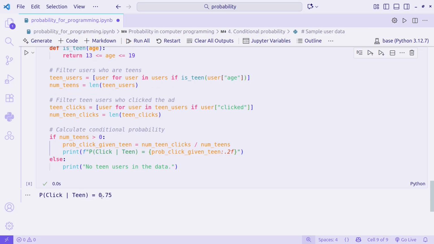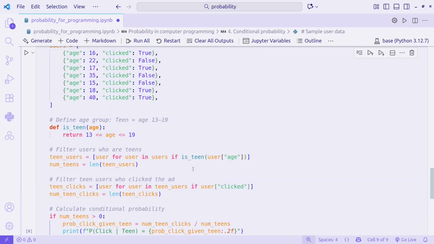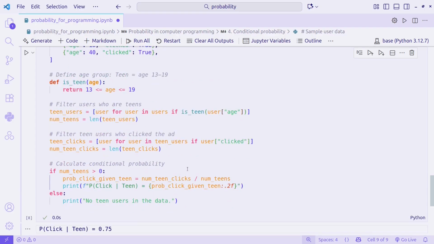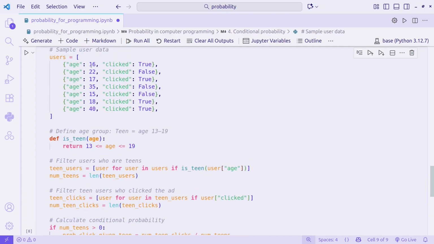Okay, you can see 0.75. It means that for the users that are really treated as teenagers, I have how many of them? Let me check. 1, 2, 3, and 4. I have 4 of them. And from these 4 teenagers, how many of them have really clicked the web page? Let me see. 1, 2, 3. So out of the 4 teenagers, 3 of them really clicked the web page.